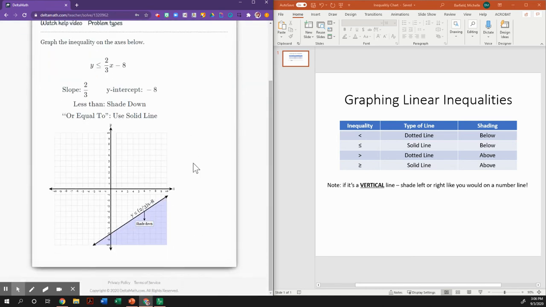So that's all there is to graphing a linear inequality. Okay, if you've got any questions, let me know. You know how to reach me, and good luck, you guys.